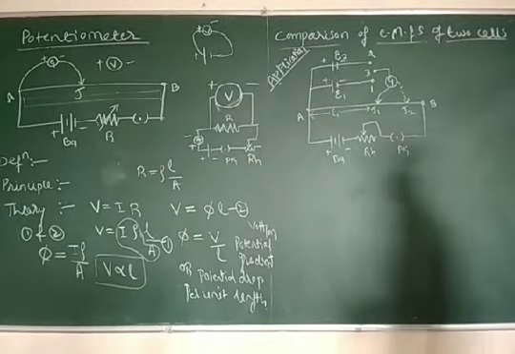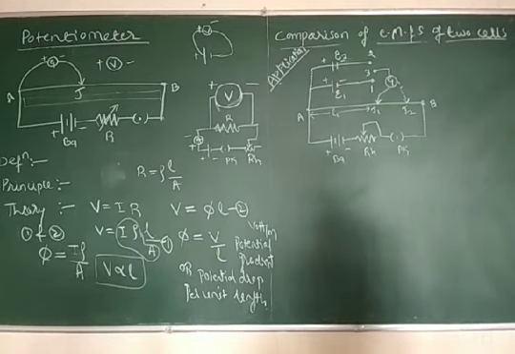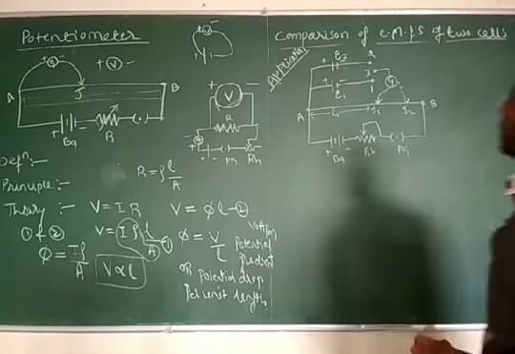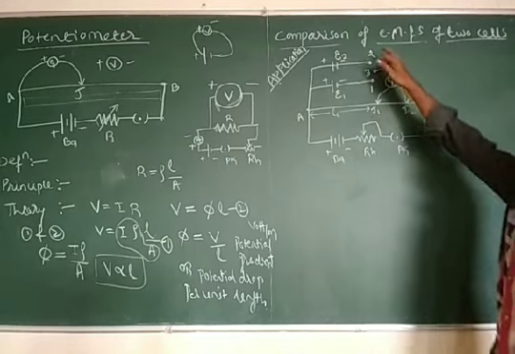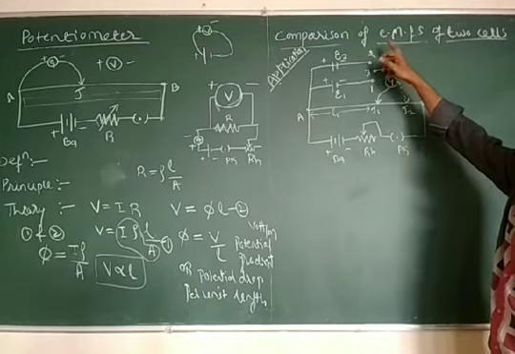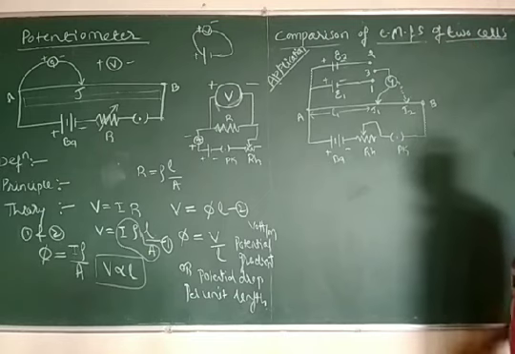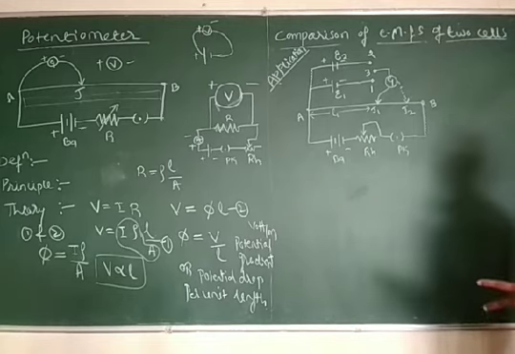As it has many applications by which we can measure the EMF and potential difference, there are 3 applications. Let us see one by one. The first application is the comparison of EMFs of 2 cells. If 2 cells are given to us and we are asked to compare the ratio of EMF 1 and EMF 2, for example one of 1.5 volt and the other of 1 volt, in that case we can find the ratio.